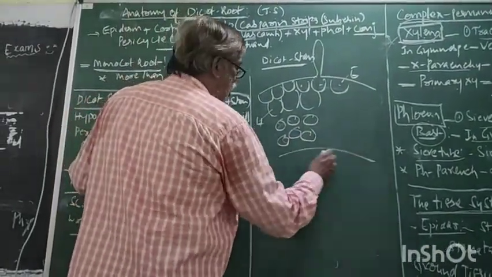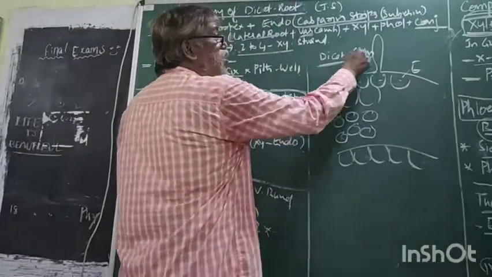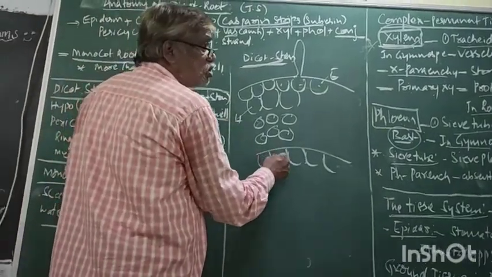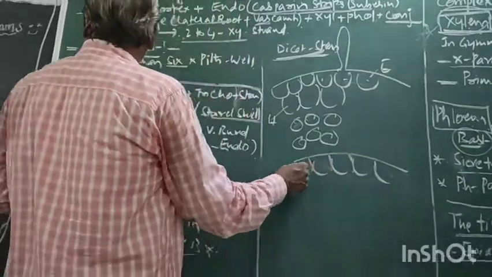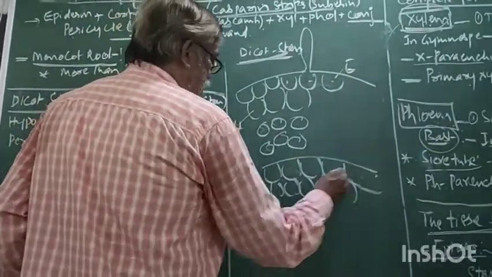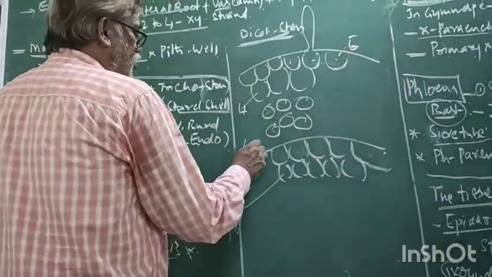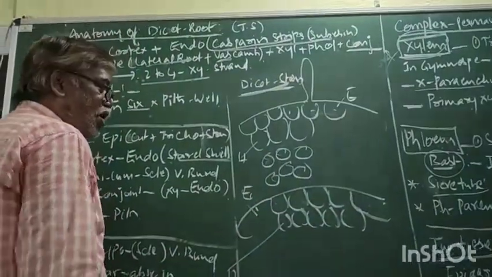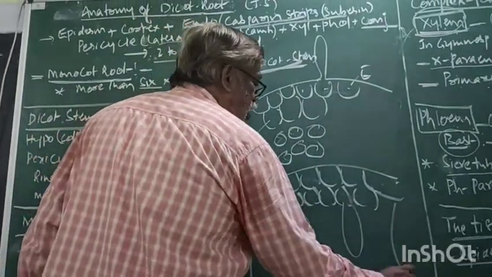The next one is the endodermis. The endodermis of the dicot stem is also called the starch sheath because it stores starch granules. Hence it is called the starch sheath. Below that is the pericycle. Right. Pericycle. Now it is the pericycle, then the endodermis. The next one, the vascular bundle. It is one vascular bundle.